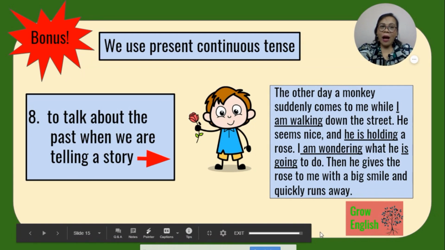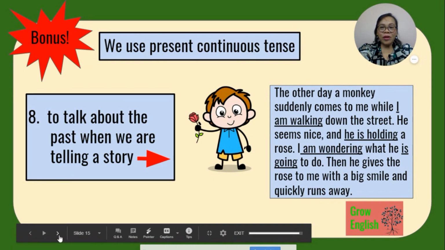The other day, a monkey suddenly comes to me while I am walking down the street. He seems nice and he is holding a rose. I am wondering what he is going to do. Then he gives the rose to me with a big smile and quickly runs away. Okay, so what are the verb phrases expressing the present continuous? We have here am walking, is holding, am wondering, and is going. So in this kind of story, we are using the present continuous verb forms.